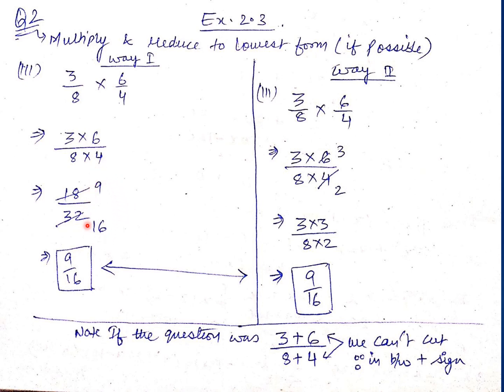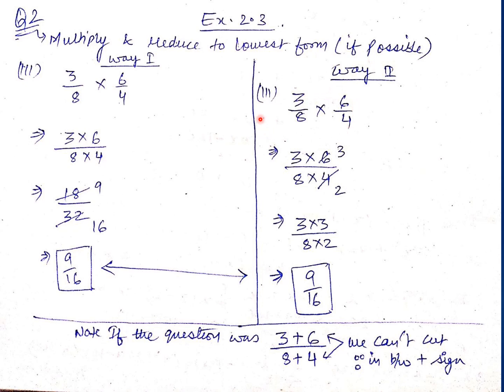Again check, can we further reduce it? No, because there is no such number which can divide both 9 and 16. Yes, it can be divided by 1, but you will get the same number back, so there is no use of doing that. So we can say the final answer is 9 upon 16. This is the first way in which first we multiplied the numbers and then we reduced it to the final answer.